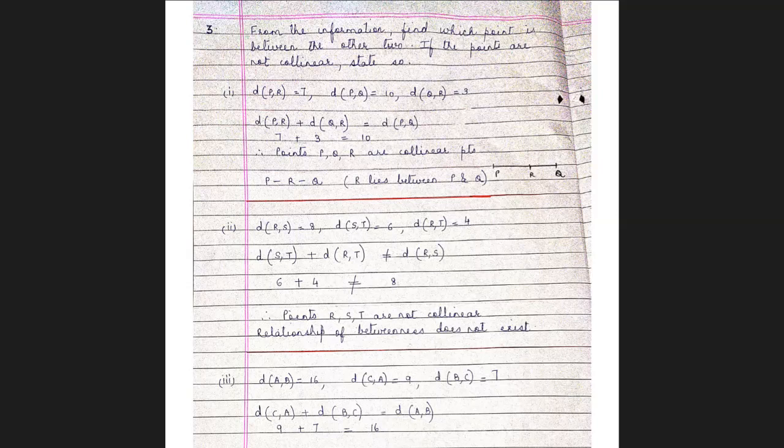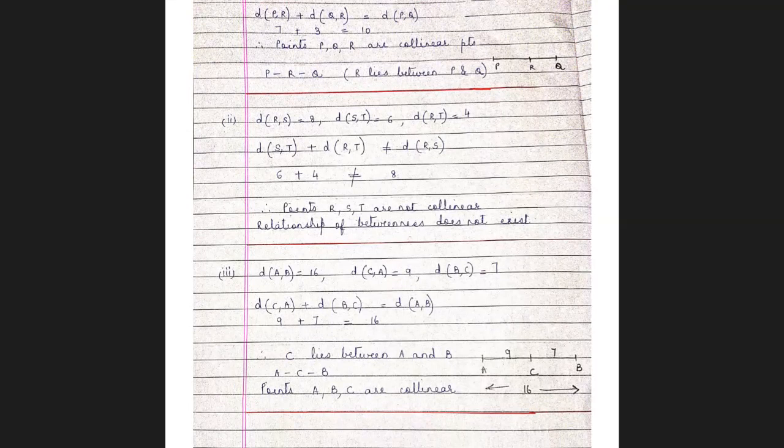Children, I hope the first question is clear. Similarly, go to the second one. Distance of RS is 8, distance of ST is 6, and distance of RT is 4. This is your question. What have I told you? How do we find this out? We add the two smaller numbers and check whether we are getting the third number. So I have ST as 6 and RT as 4. If I add 6 plus 4, do I get 8? No, I don't get 8.